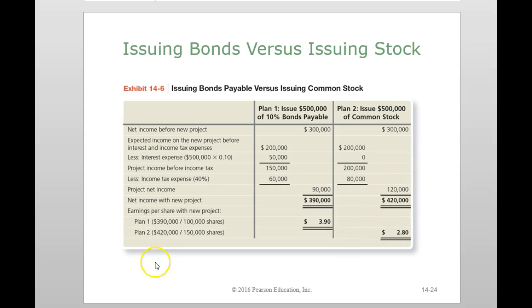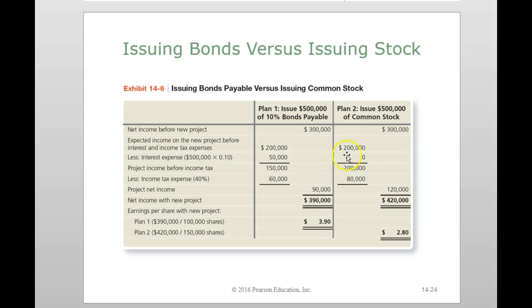Here then we have the net income from the new project added into the income overall, and that comes to $390,000. Now we're always worried about earnings per share, because that tells us how much our stockholders are earning, and that's why we're in business. If we look at the earnings per share, that's $3.90. We have 100,000 shares divided into 390,000.